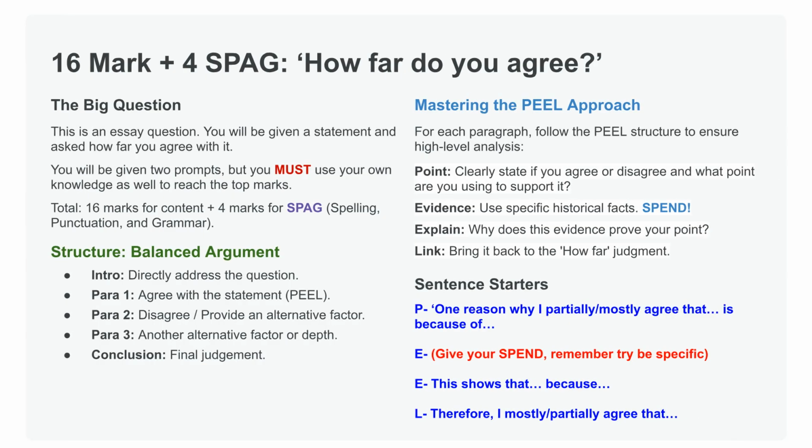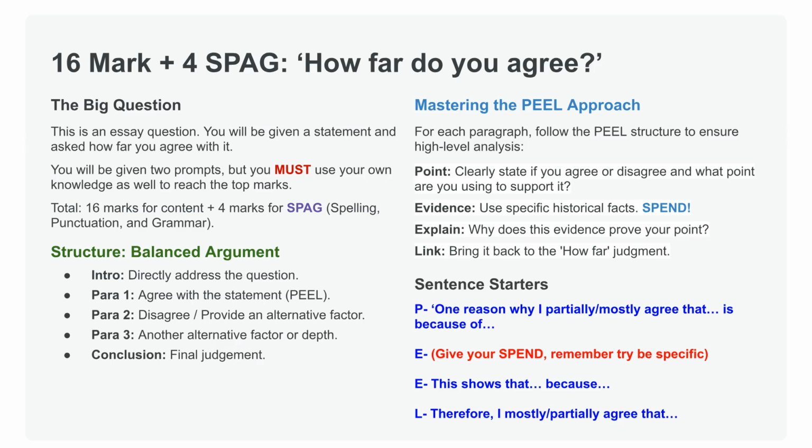A 16-mark question is make or break for an exam paper like this, especially because it is also possible to get 4 extra marks for spelling, punctuation, and grammar. It will always give you a statement and ask you to say how far you agree with it, so you must do exactly that. You will mostly find yourself either mostly or partially agreeing with the statement, and again should use PEEL structure.